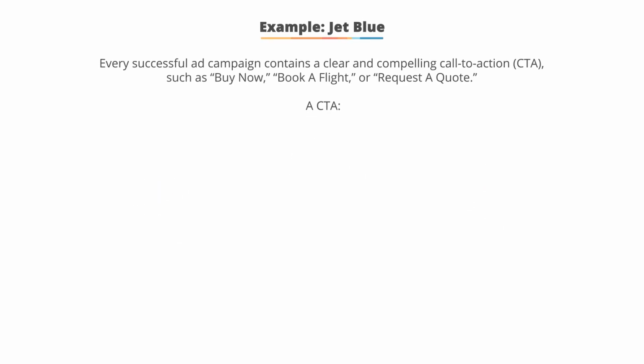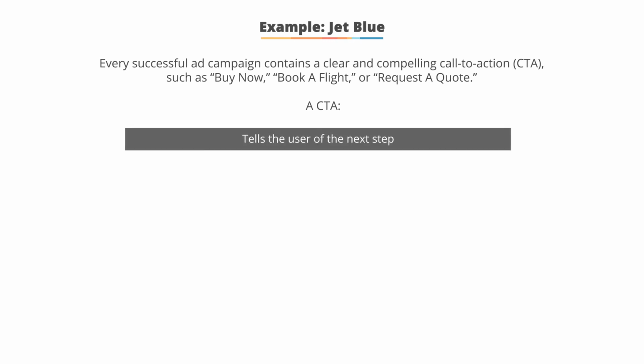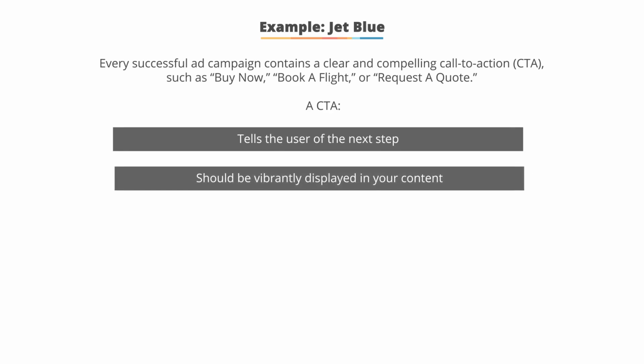Let's look at the JetBlue ad banners example. Every successful advertising campaign contains a clear and compelling call to action, or CTA. This button tells the user what the next step is and how they get from the advertisement to the JetBlue website, moving them further down the funnel and closer to the point of conversion. This is referred to as the scent trail, the path you would like the targeted audience to follow.